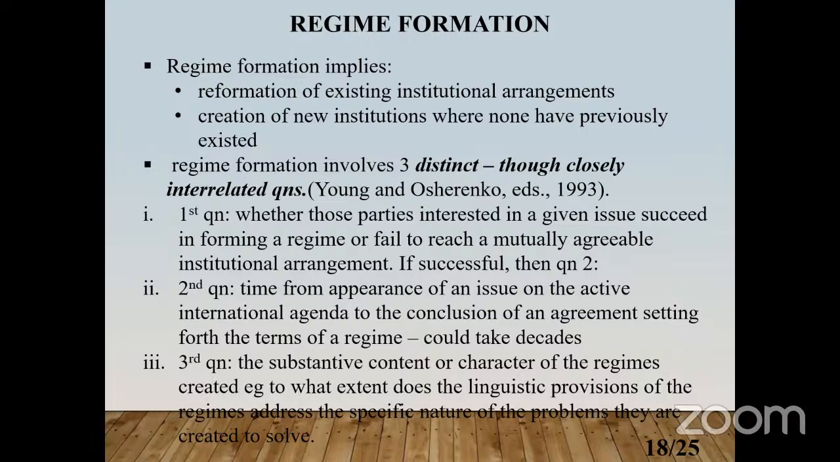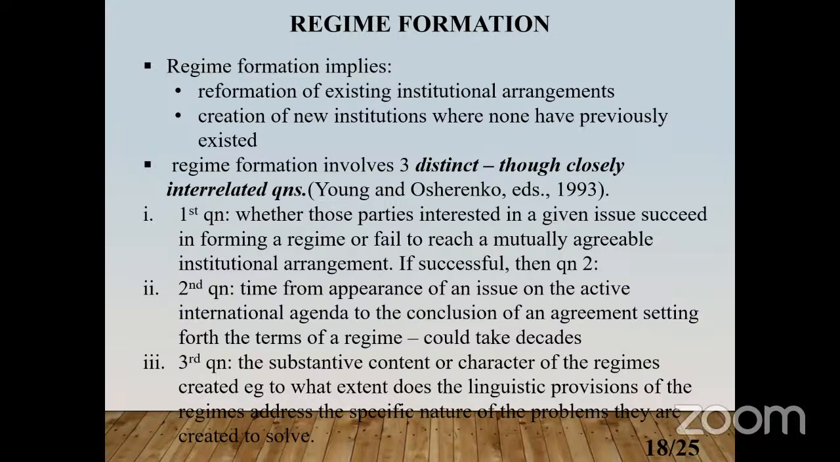So let's consider the first question: whether those countries interested in this issue of resolving the crisis in that country succeed in forming a regime, an agreement, that we send soldiers there to overturn the junta or not. If they don't succeed, the regime formation process collapses there. If they succeed in convincing member states that we need to do this, then they move to number two.